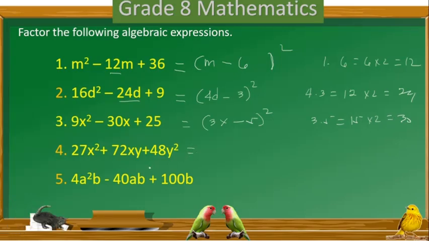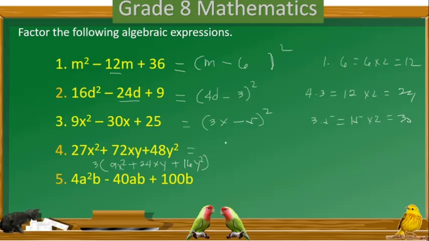Number 4. So as I said in the detailed solution, we have to find their factor using the greatest common factor. For 27, 72 and 48, that is 3. So 27 divided by 3 is 9x squared. For 72, that is 24xy, plus 48 divided by 3, that is 16y squared.